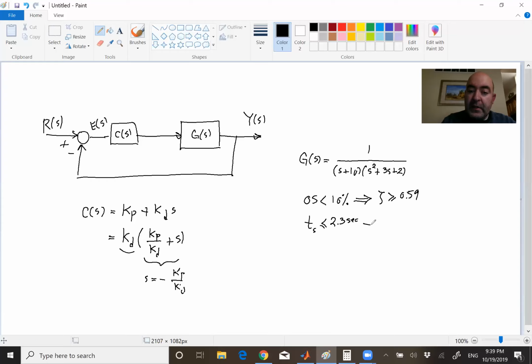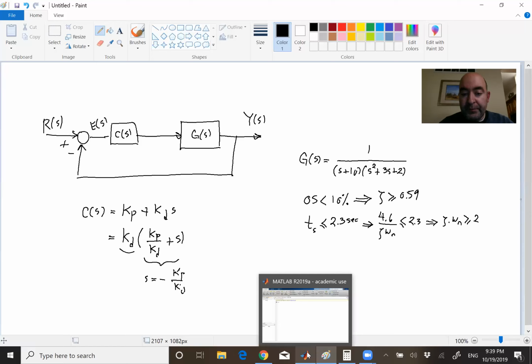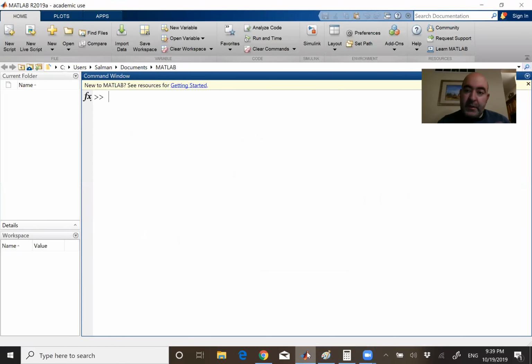And then if my settling time is less than 2.3 seconds, that means 4.6 divided by zeta omega n would have to be less than 2.3, meaning that zeta omega n is going to be greater than or equal to 2. Now let's go to Matlab and see how it would actually design a controller now that we know we have these requirements for the behavior. So in Matlab, and this is something you can follow for the rest of the examples and homework problems that we're going to have in this semester.